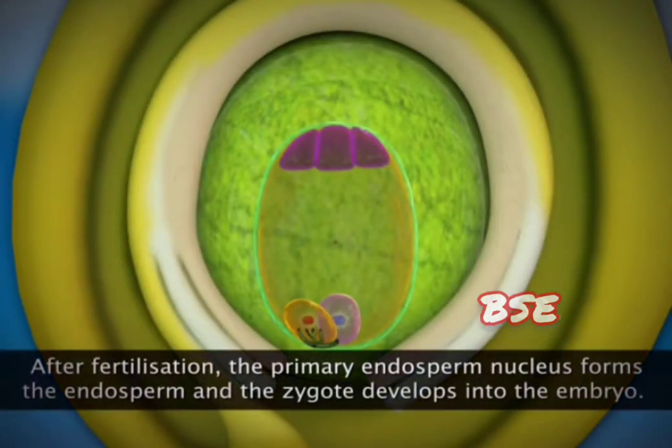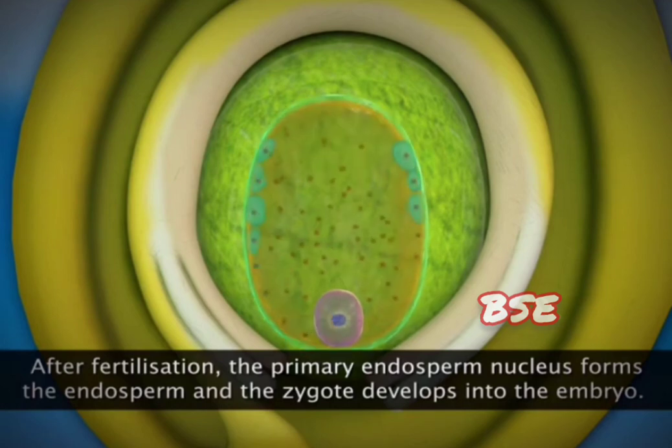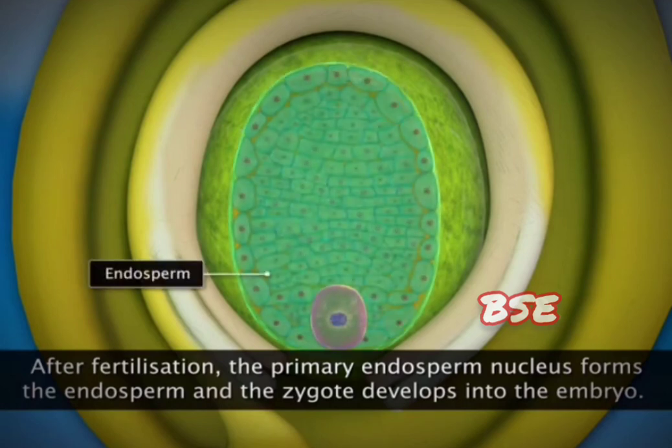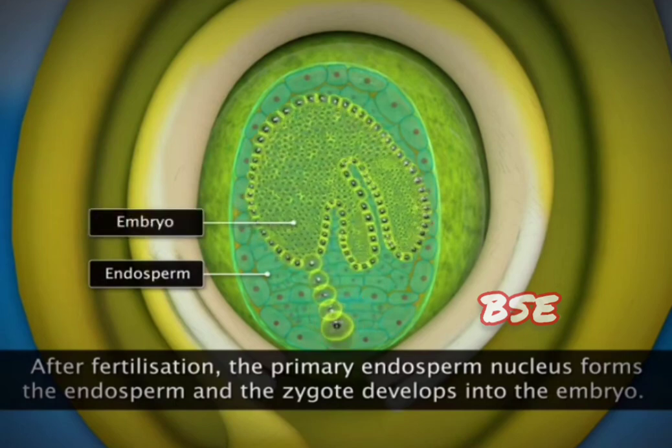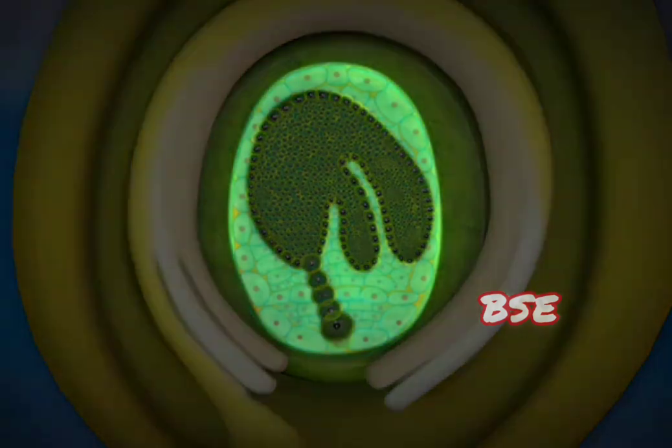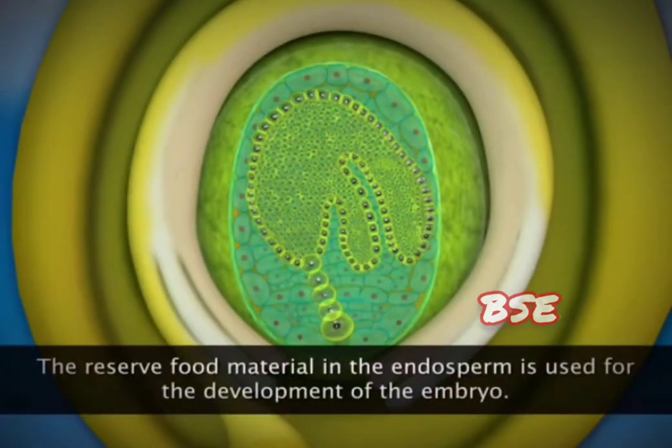After the process of double fertilization, the primary endosperm nucleus divides repeatedly to form a triploid endosperm tissue, and the zygote gives rise to the embryo. The endosperm is rich in starch and other food reserves. The reserved food material in the endosperm is used for the development of the embryo.